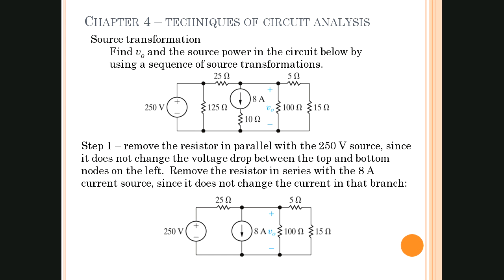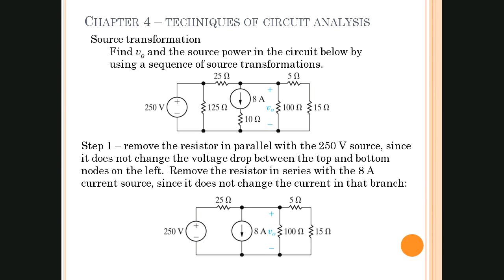So let's go ahead and go to the last 2 slides. And let's see, we're going to do a source transformation. This is just a different circuit. Find V0 and the source power in the circuit below by using a sequence of source transformations.